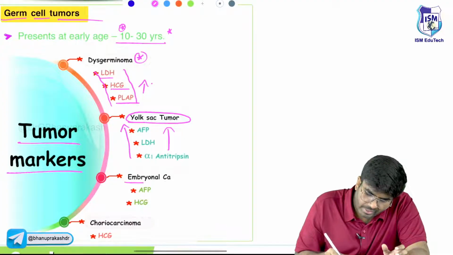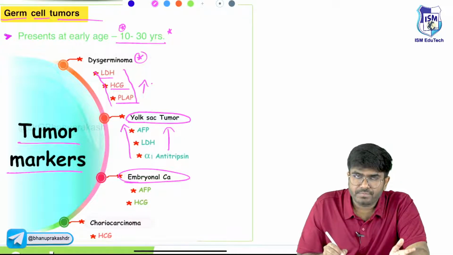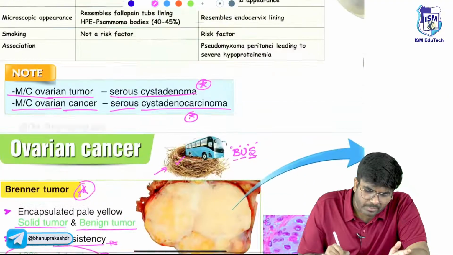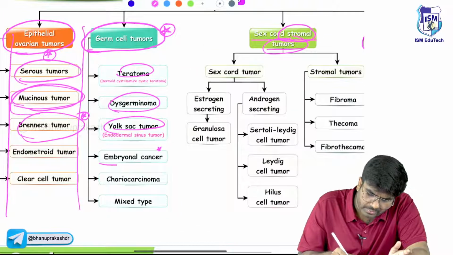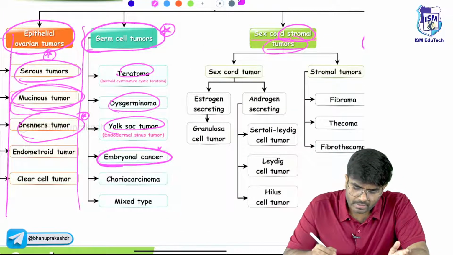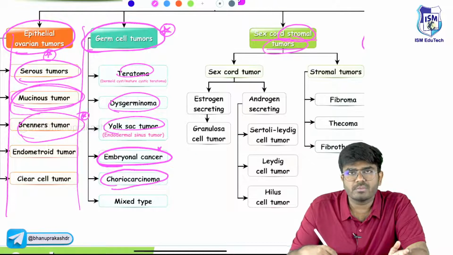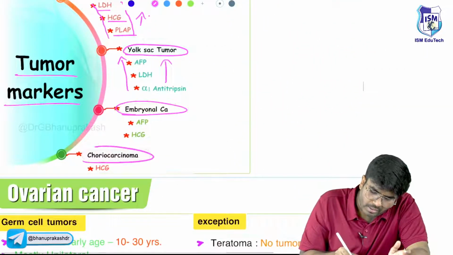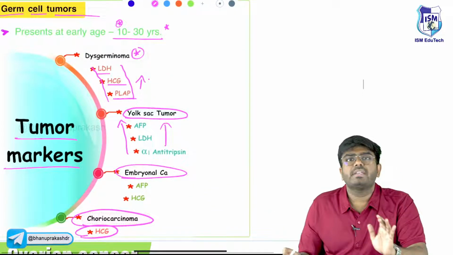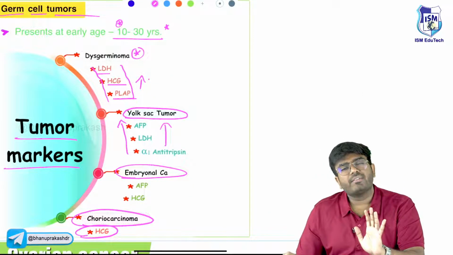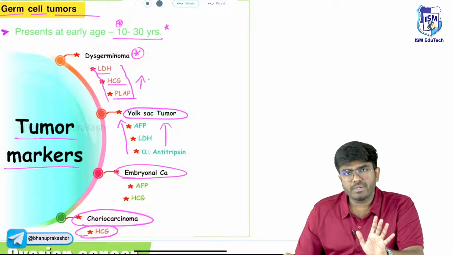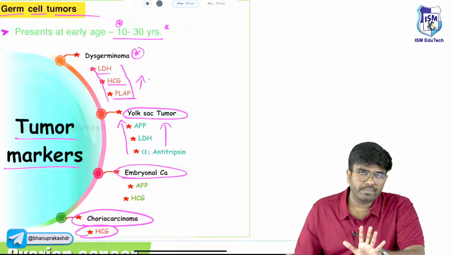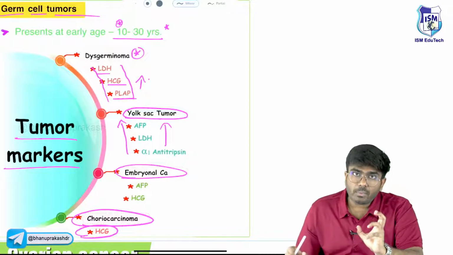Now, if a female is having embryonal cancer, what is this embryonal cancer? Embryonal cancer is also nothing but a germ cell tumor. Choriocarcinoma is also a type of germ cell tumor. So look here, in choriocarcinoma, the tumor marker is HCG. In different types of germ cell tumors, different types of markers are seen. But what are the exceptions? Some important exceptions I will tell you.